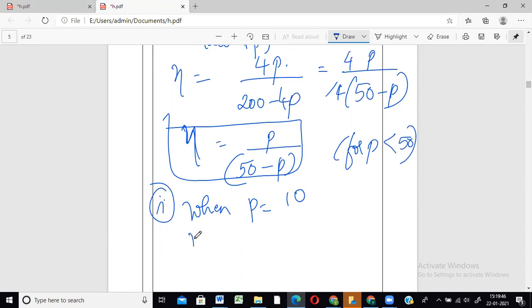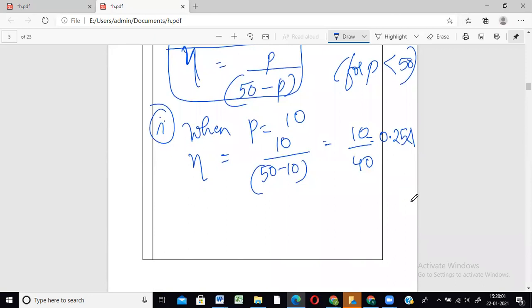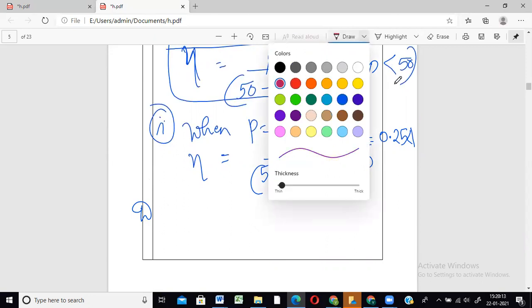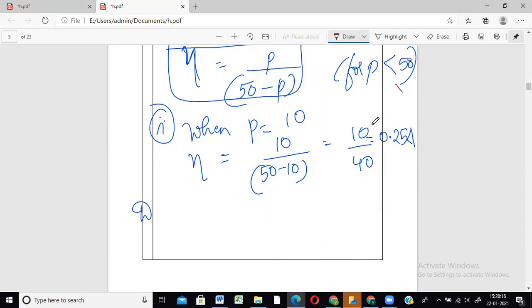When p is equal to 10, elasticity of demand will be 10 by 40. When you divide, that is 1 by 4, which is equal to 0.25, which is clearly less than 1, right? Now when elasticity of demand is less than 1, what can you interpret? The demand is actually inelastic, right?